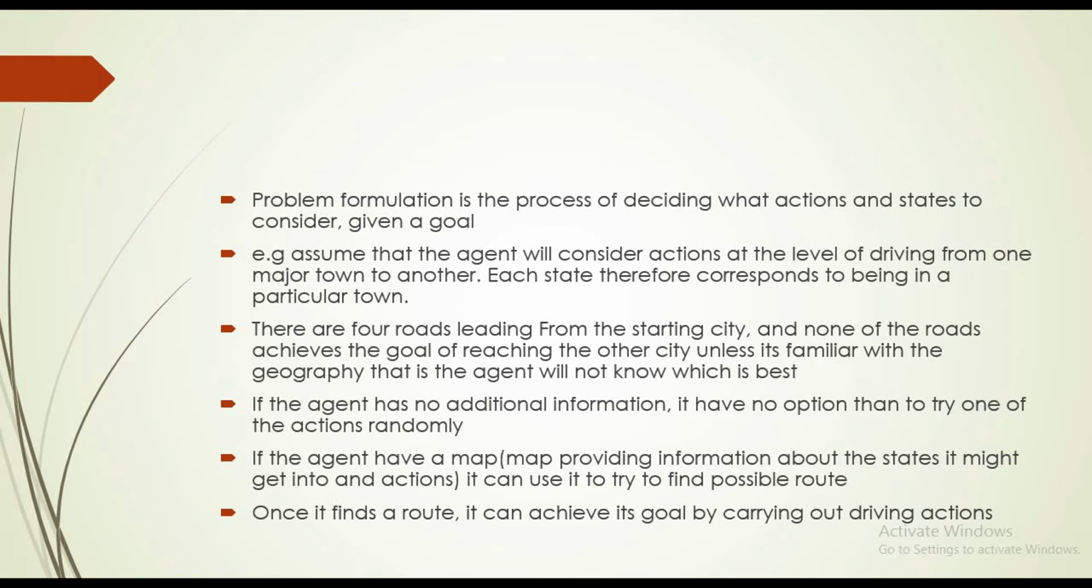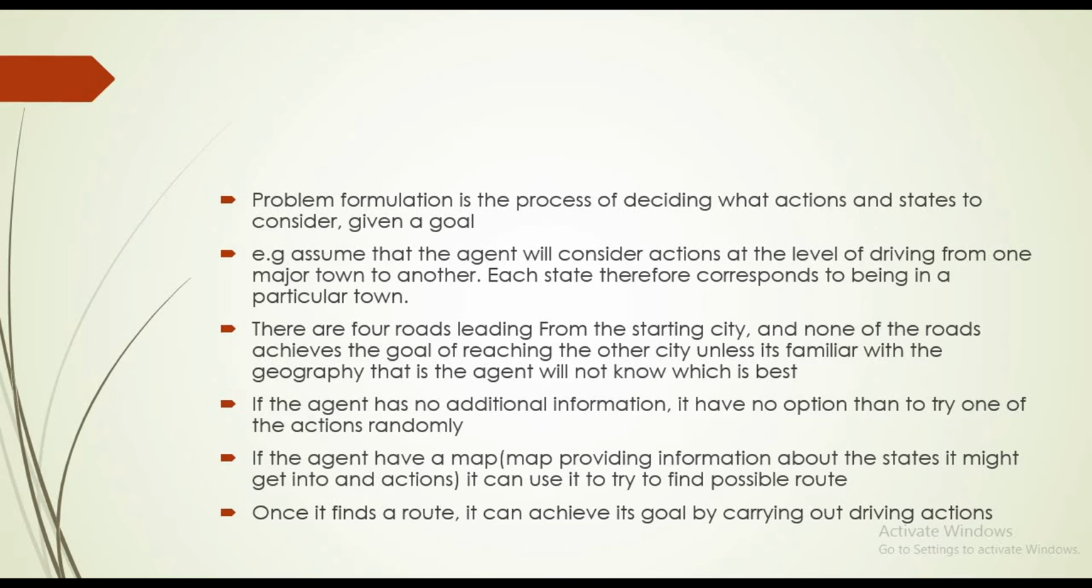And for example, from one particular source, there are 4 roads leading from the starting city, and none of the roads achieves the goal of reaching the other city unless it's familiar with the geography. That is, the agent will not know which one is best to take on those possible routes to start from a particular source or starting point towards achieving its goal. So the agent has no additional information. It has no option other than to try one of the actions randomly.